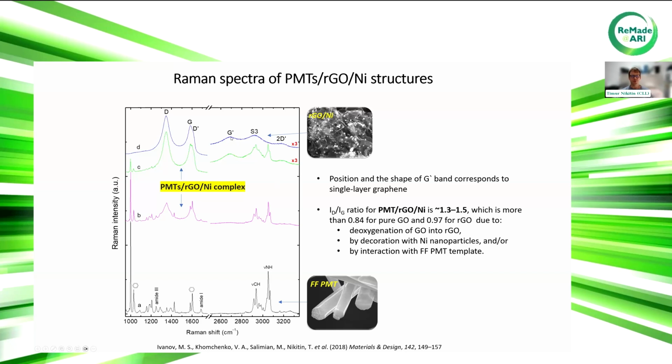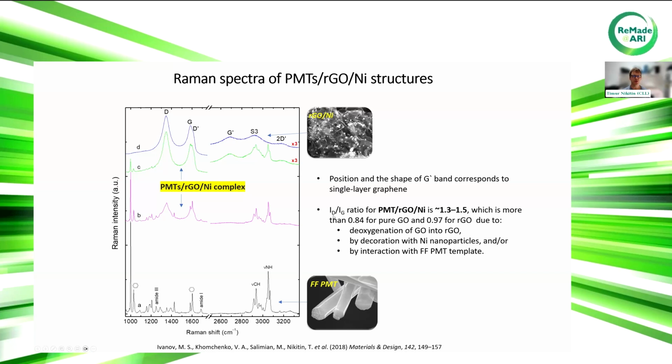So from these measurements, there's this band, which is a 2D band. It's another designation of the same band. The position and the shape of this band correspond to single layer graphene. So this was the main conclusion that we drew from the studies. Actually, during deposition, only one single layer of graphene is formed.